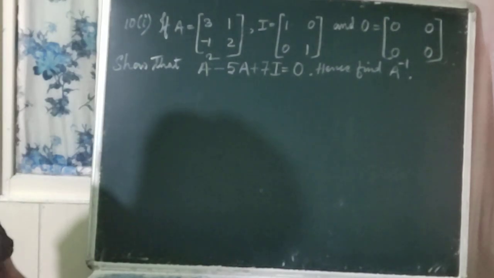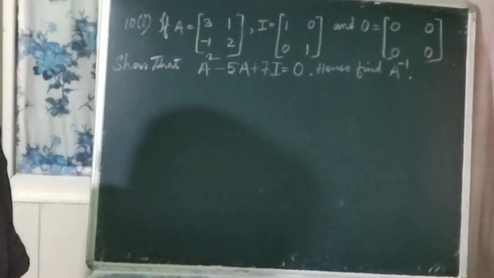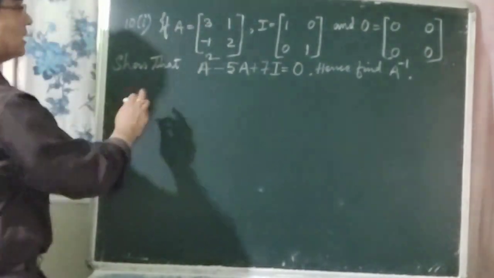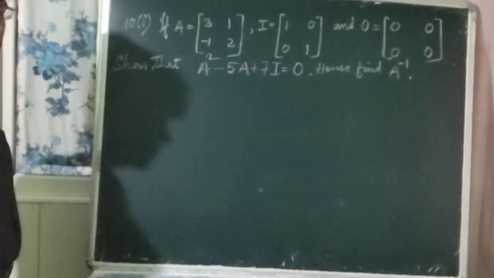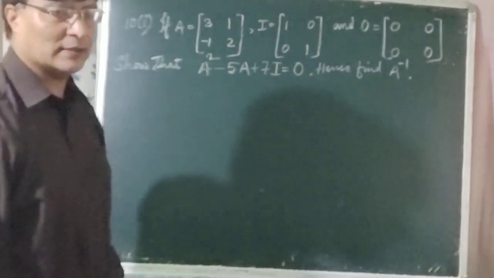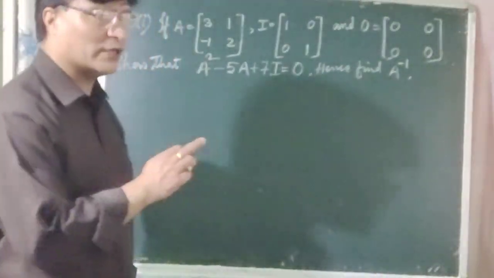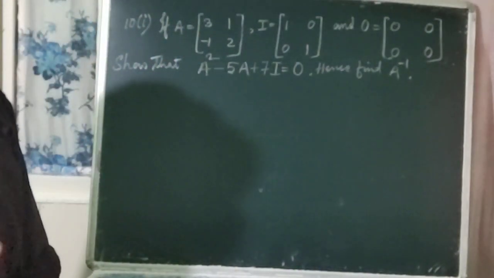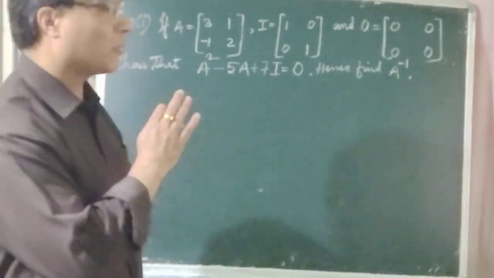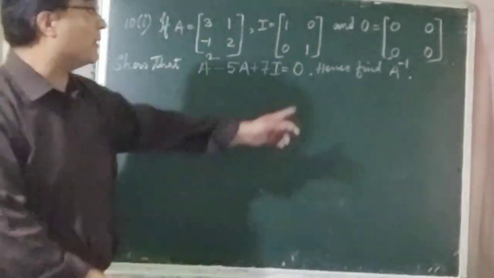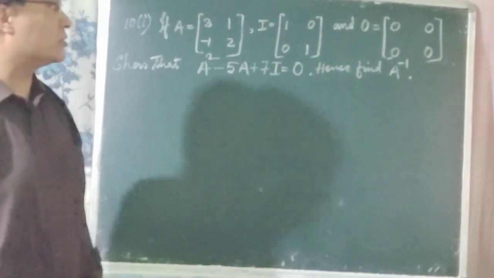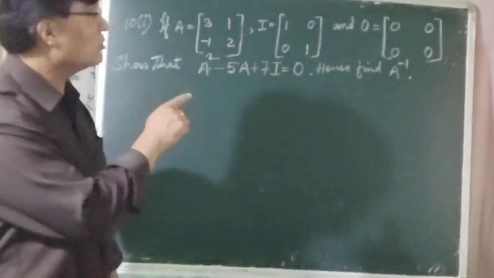So 10 number 1 is, if capital A is a second order matrix, in the first row 3 and 1 and in the second row -1 and 2 are given, and here I is the identity matrix of order 2, that is 1 0 0 1, and the null matrix O, if all the entries of the matrix O are 0, then this is known as null matrix. And O is equal to 0 0 0 0.